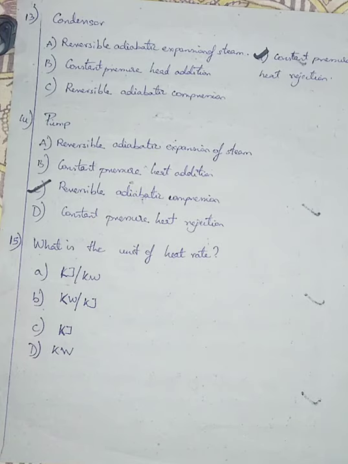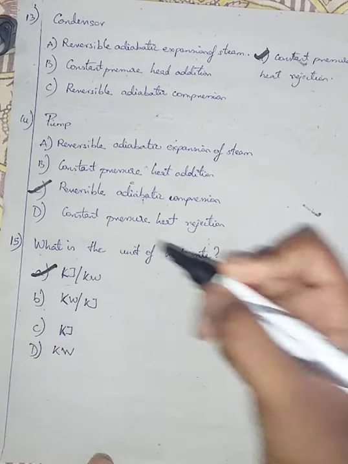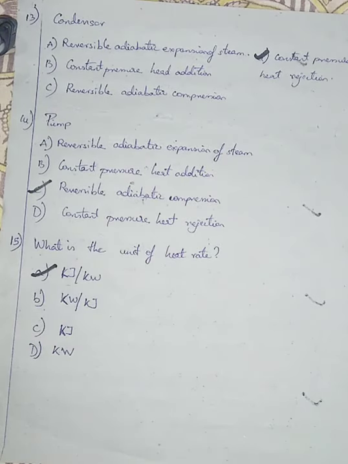Question number 15, what is the unit of heat rate? Option A is kilojoule by kilowatt. Option B is kilowatt by kilojoule. Option C is kilojoule. Option D is kilowatt. The right answer for the unit of heat rate is kilojoule by kilowatt. Option A, kilojoule by kilowatt. This is the answer for the unit of heat rate.